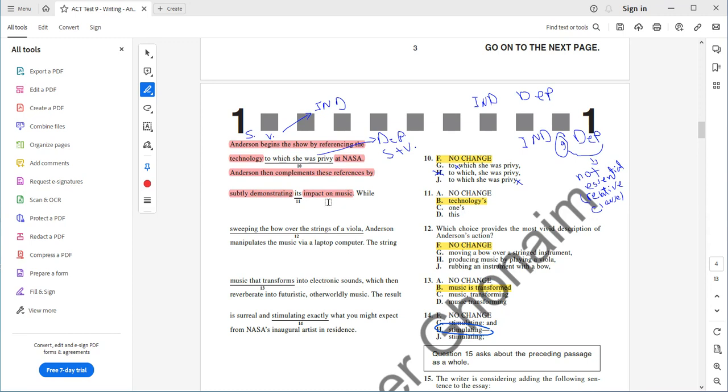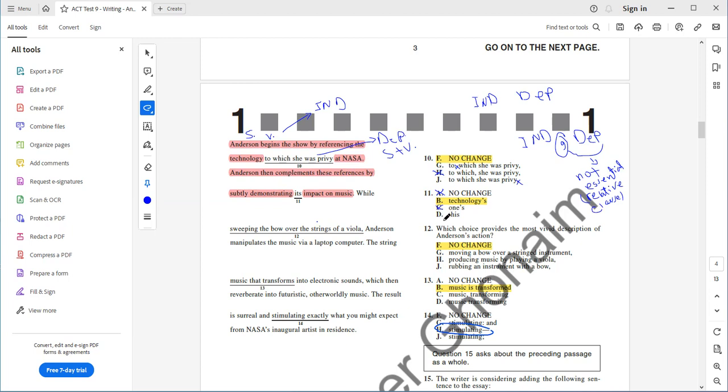One of the important things when I start explaining is the pronouns. We talked in the academic about pronoun-antecedent agreement. It's for what? Can you find anything in the sentence to refer to as it's? Anderson is a woman. Then complements these references, this is plural, so we can't choose it's. By subtly demonstrating impact on music, would it be for it's? No. So there is a problem here: we're not going to choose A because there is no reference, no antecedent. What about ones? The same thing. No. Which one? Which one?